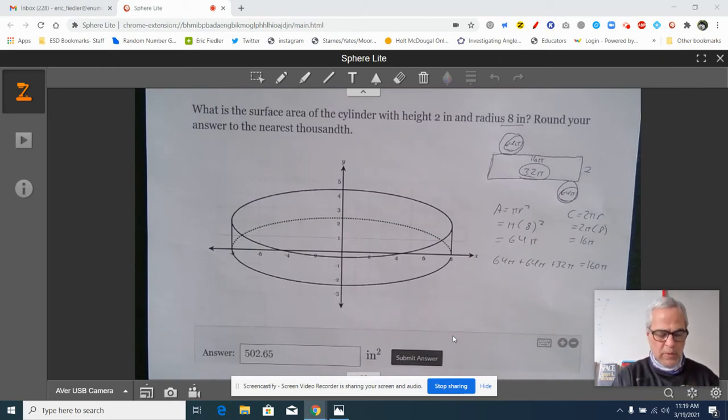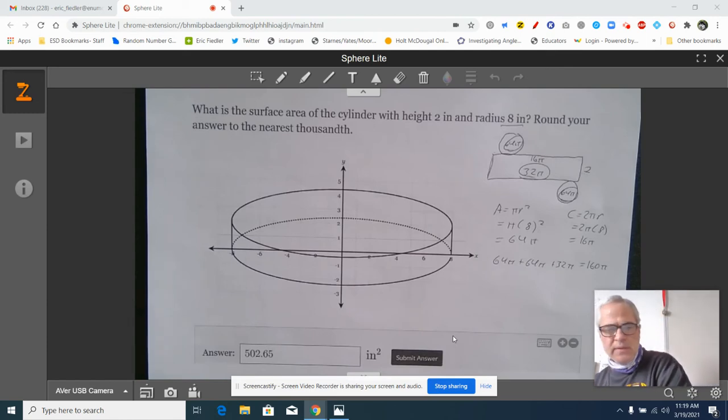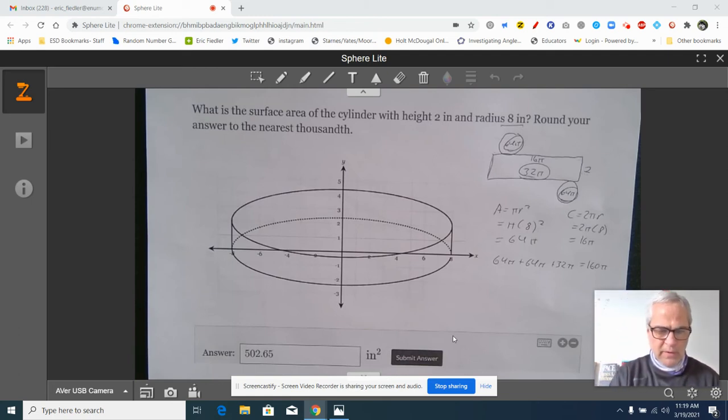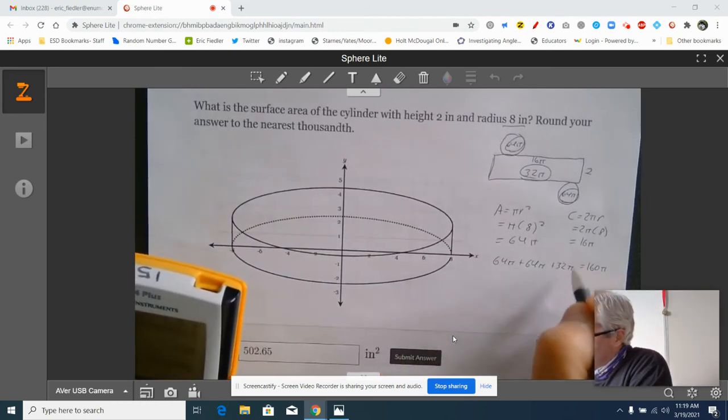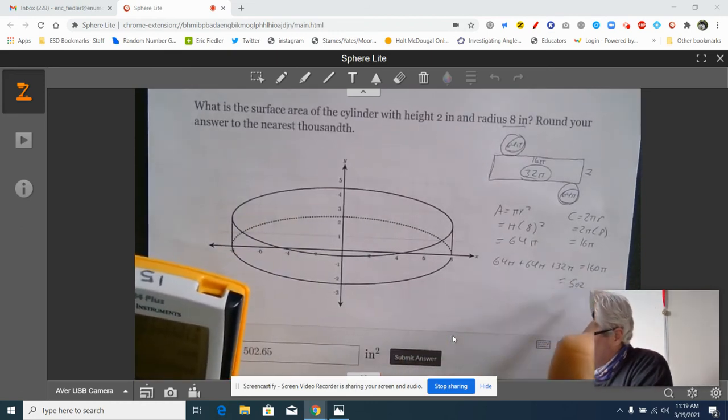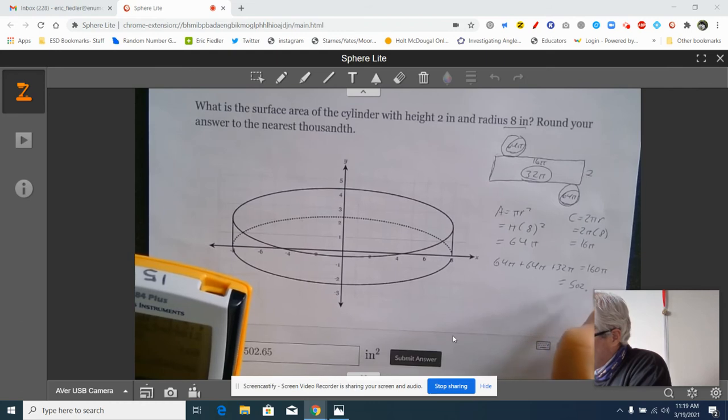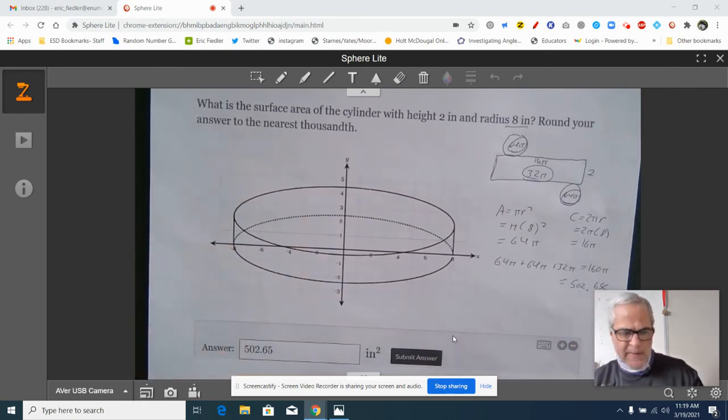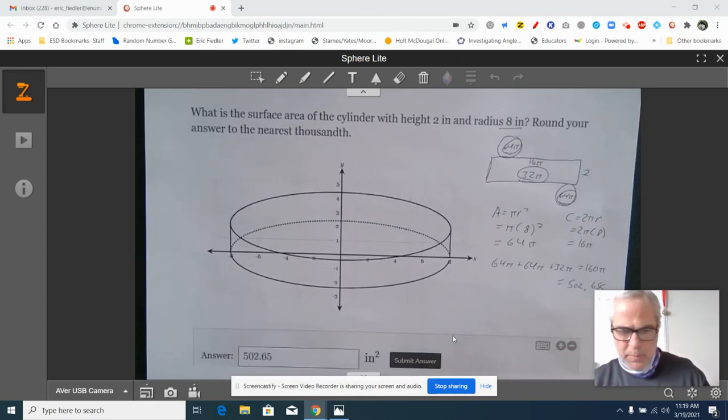And they say round to the nearest thousandth. So 160 pi equals, I get 502 point, they said the nearest thousandth. You have it rounded to the nearest hundredth. The nearest thousandth would be 502 point tenths, hundredths, thousandths, 655. So looking at your answer, Henry, I think you didn't have enough decimal places because your answer looked spot on.